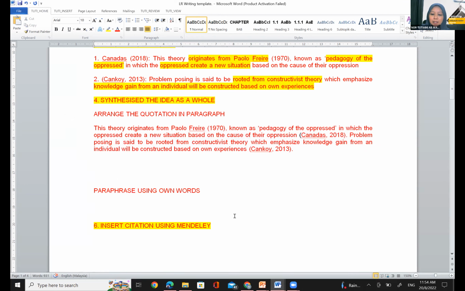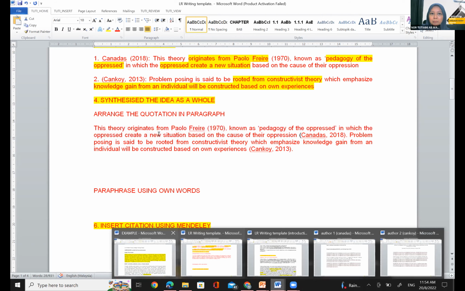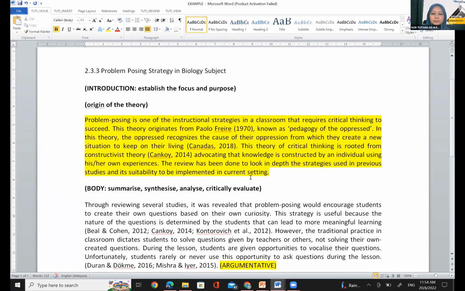This is how it turns out. Go to the example earlier. We look at the original sentence: this theory originated from Paulo Freire, known as pedagogy of the oppressed, in which the oppressed create a new situation based on the cause of their oppression. When we paraphrase, the sentence becomes like this, in my example earlier. Can you see my screen? Problem posing is one of the instructional strategies in the classroom that requires critical thinking to succeed. See? I added my own sentence.